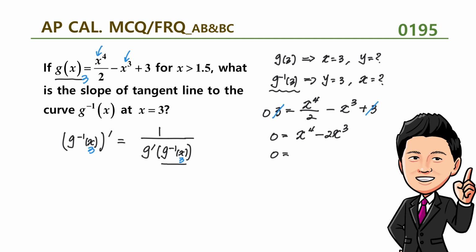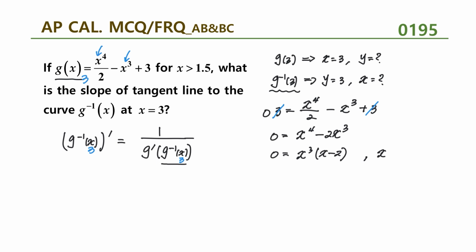So 0 is equal to, let's factor, x cubed times x minus 2. So x is 0 or 2, but this g function is defined for x greater than 1.5, so x has to be equal to 2. And this x value right here is equal to g inverse of 3. So we have 1 over g prime of g inverse of 3, that's 2. Now we have to find g prime of 2.